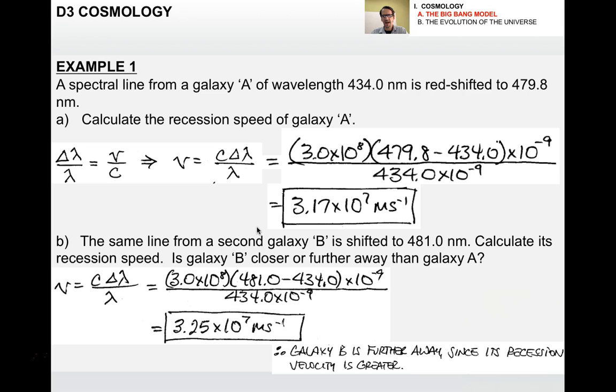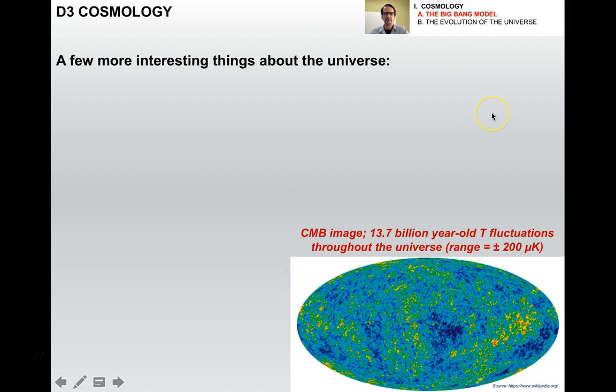Now, one thing that I have not yet really talked about is that if the recession velocity is greater for an object, it means that that object is farther away, and that has to do with work that Hubble did, which I'll talk about in just a little bit. So because the recession speed for galaxy B is greater, it's further away than galaxy A. Pretty interesting.